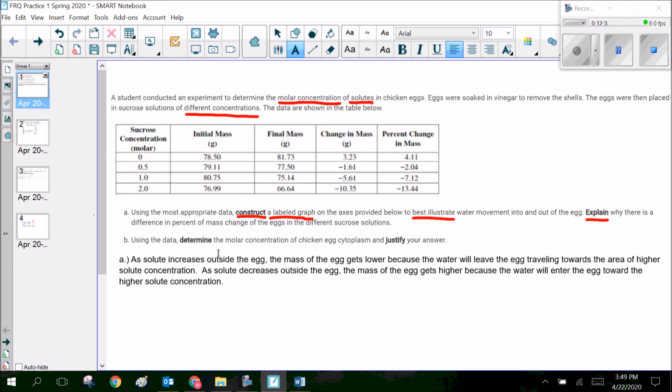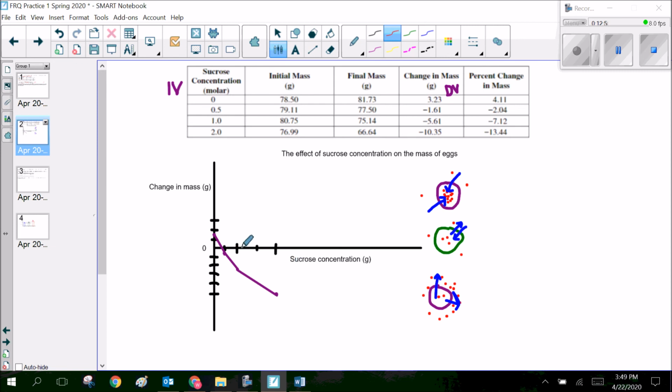Okay, so B, using the data, determine the molar concentration of the chicken egg cytoplasm and justify your answer. Basically, this is asking us, so how much sucrose is in the chicken egg, basically? And we have two points here. We need to determine the answer and then justify it. So how do we determine how much sucrose is actually within the egg? Well, if we're only given the molar concentration of the solution itself, that might seem impossible.